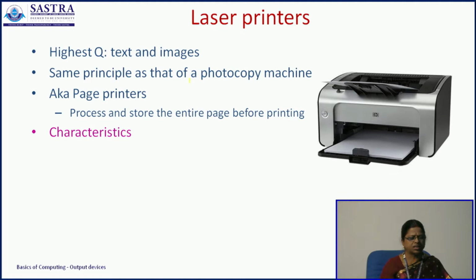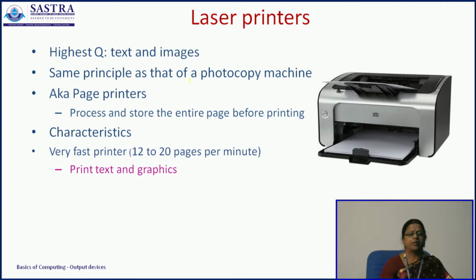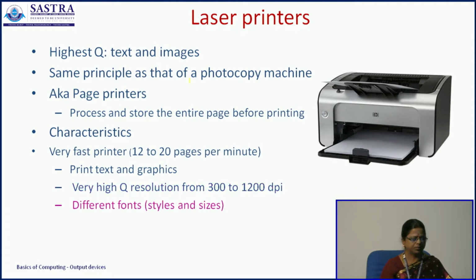What are the characteristics of a laser printer? It is a very fast printer capable of printing 12 to 20 pages per minute. It can print text as well as graphics. It has very high resolution from 300 to 1200 dpi. dpi is dots per inch.